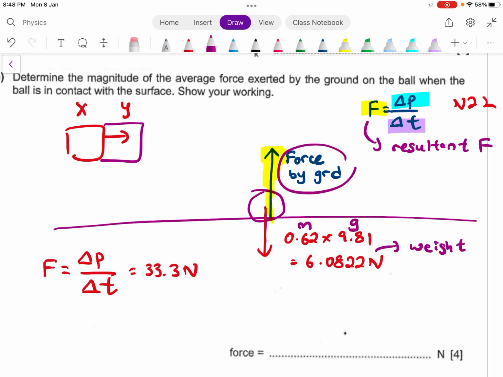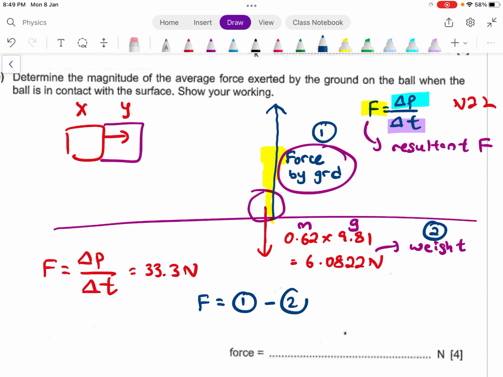Definitely, this force will be greater than the weight, because you want to rebound. In order to rebound, this force, let me draw a longer force, right here must be greater than the weight. If not, you can't really rebound. So the resultant force is the first force minus away the second force. So F is equal to first minus second. What is the resultant force? Resultant force is 33.3. Then I want to determine the force by the ground.